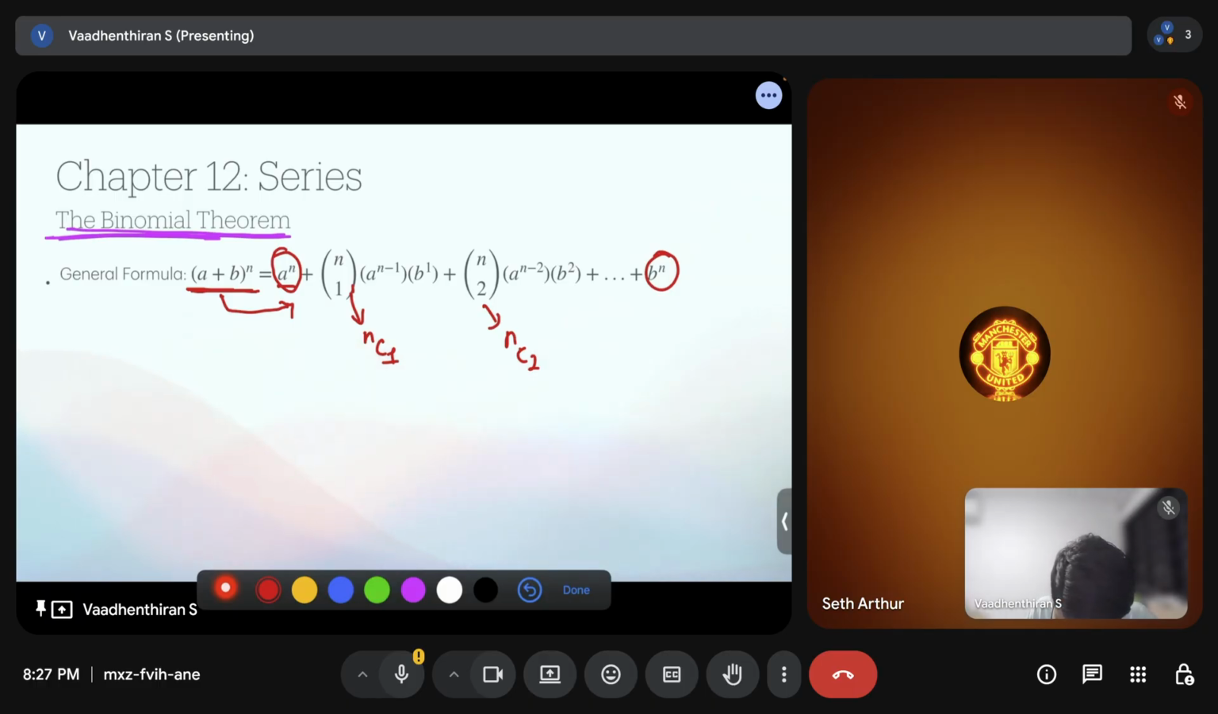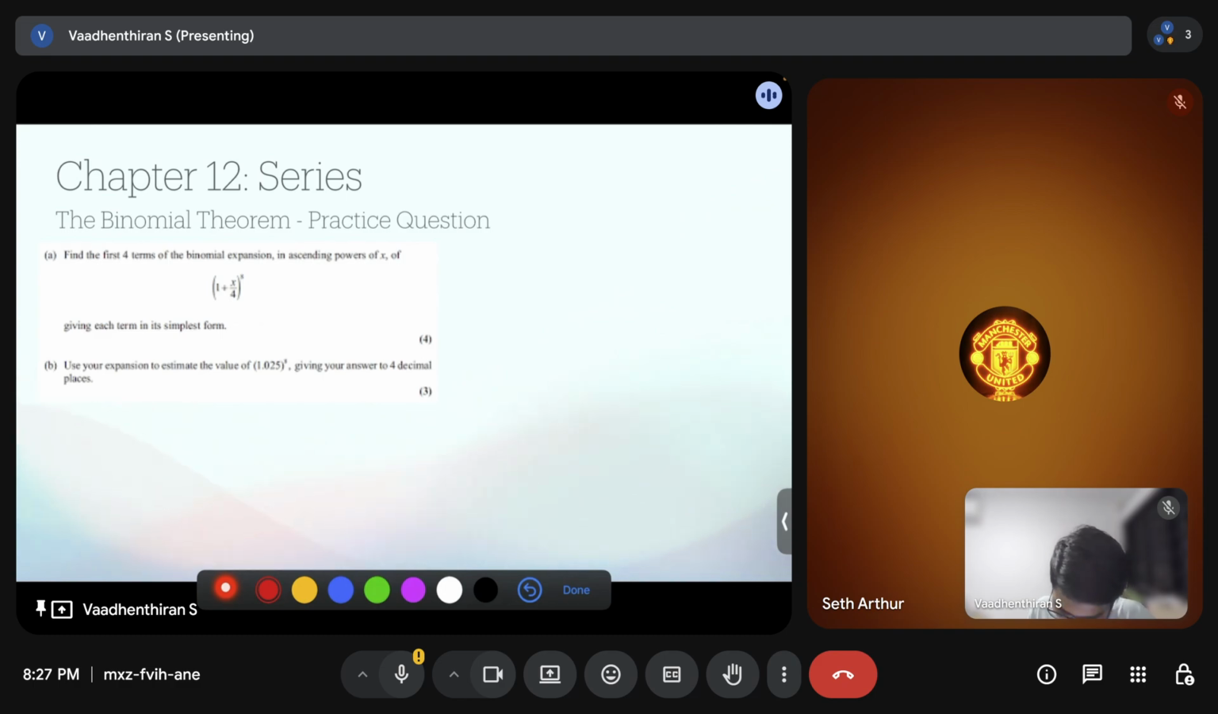Okay, so there's a question here. I think this is a little blurred, so I'll just write the question here: (1 plus x by 4) to the 8. They're asking you to find the first four terms in the binomial expansion in ascending powers of x. Ascending powers of x means you start from the first term, and give it in the simplest form. That means you need to simplify by expanding all the inside parts. You can just try it out.